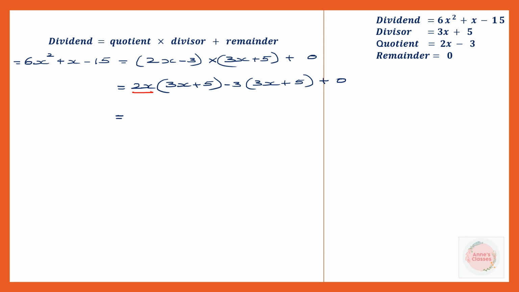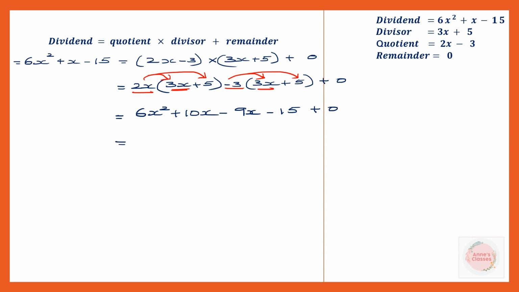So 2x into 3x, that's the first thing. 2 3s are 6, x into x is x square. Then we multiply 2x into plus 5. 2 5s are 10 and x. Let's go to the next one. Minus 3 into 3x. So the sign is minus. 3 3s are 9, 9x. Next we multiply minus 3 into 5. So sign is minus, 3 5s are 15 plus 0.